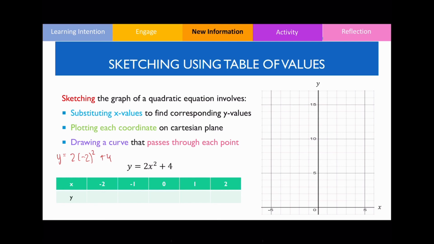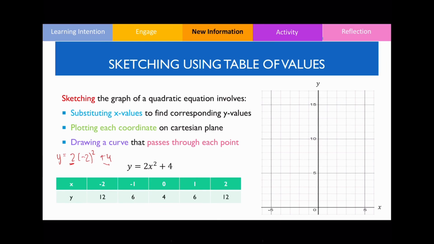And positive 4 times this 2 is equal to positive 8. And positive 8 plus 4 is therefore equal to positive 12. So this over here is going to be 12. You do the exact same thing where you substitute -1 into the equation to find the y value, and repeat the exact same process until your table of values is completely filled.